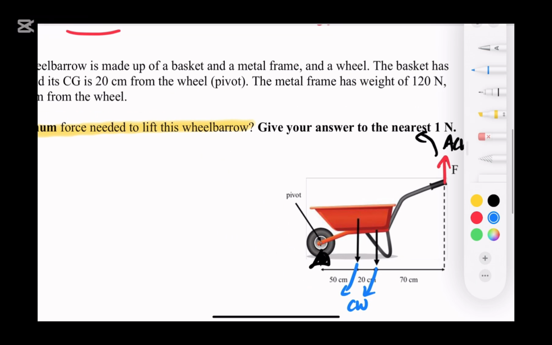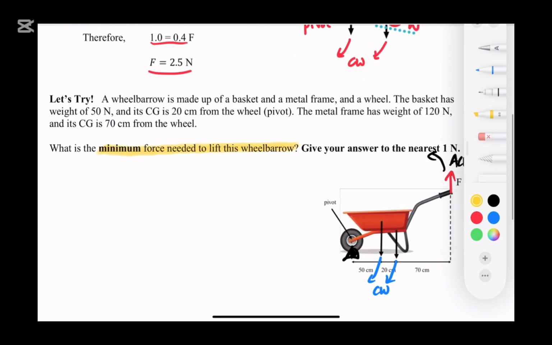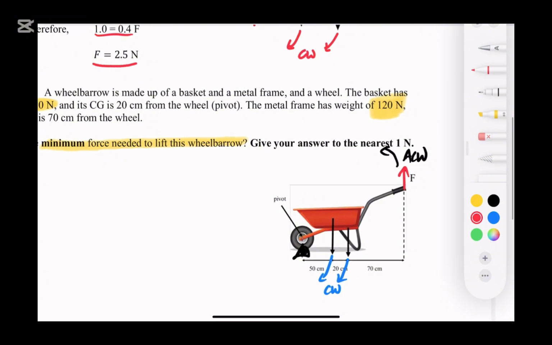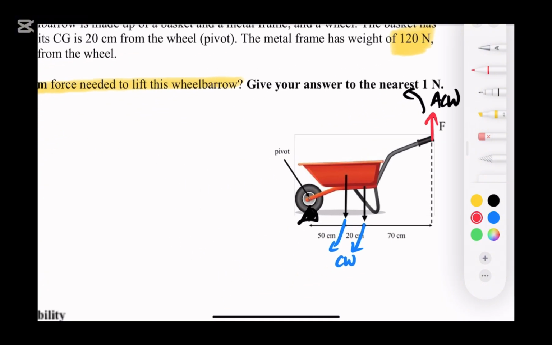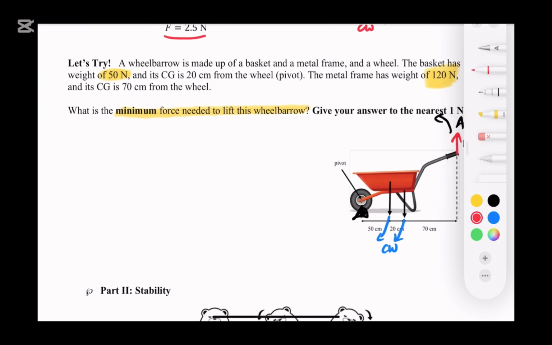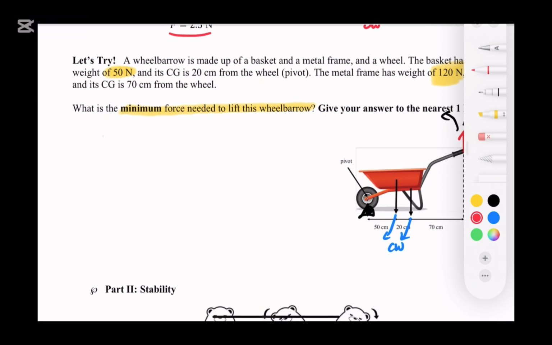Okay, so first we have to go back to the question and read again. The basket has a weight of 50 newtons, while the metal frame has a weight of 120 newtons. So I have to use these two weights as forces to calculate the clockwise moments, and later on the ACW moment should be greater than the two CW moments. So this is the game plan, the strategy. Let's go ahead and calculate the sum of CW moments.